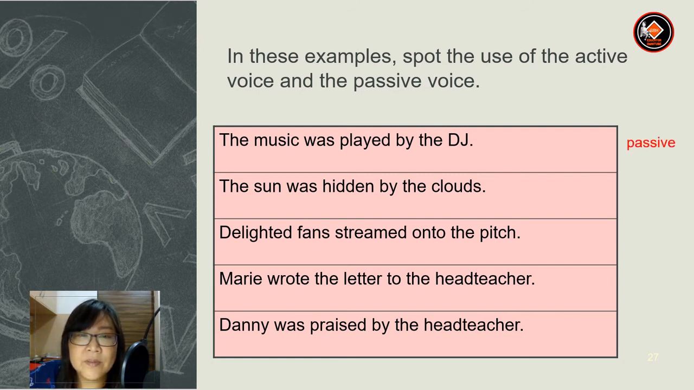So the first one, the music was played by the DJ, is passive. Number 2 is also passive. The sun was hidden by the clouds. Then we have delighted fans streamed onto the pitch. So this is active. Marie wrote the letter to the head teacher. This is active. Danny was praised by the head teacher. So this is passive voice.